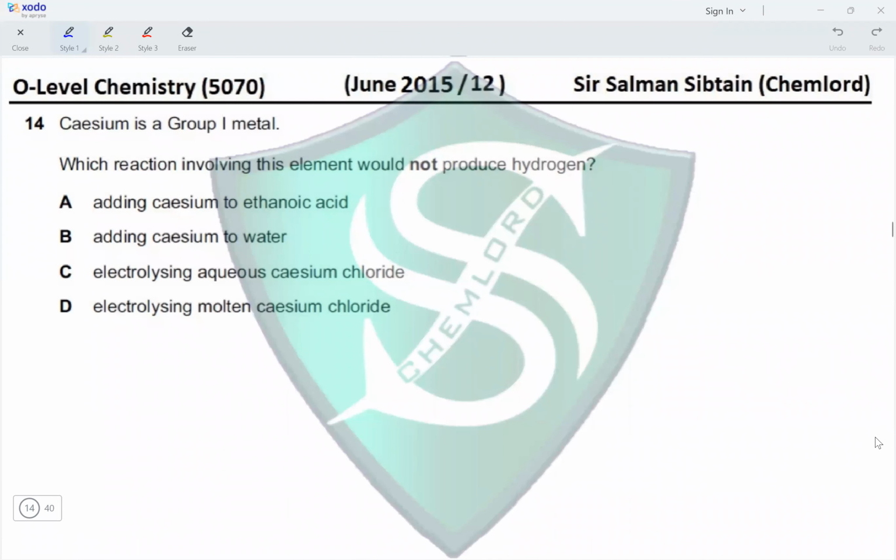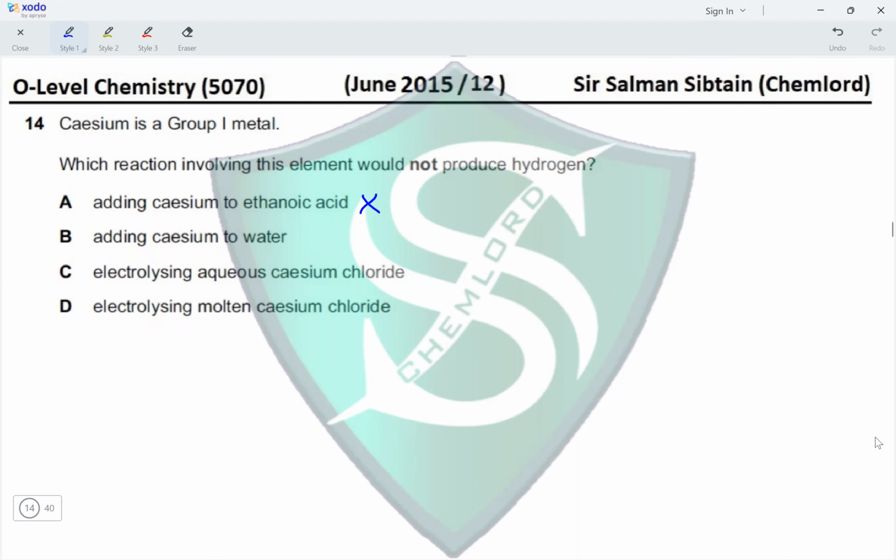Question 14. Cesium is a group 1 metal. Which reaction involving this element would not produce hydrogen? Adding cesium to ethanoic acid. Cesium is a metal, ethanoic acid is an acid. So metals react with acid to produce salt and hydrogen gas. So this will produce hydrogen gas.